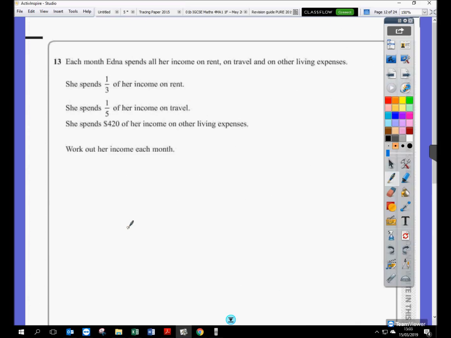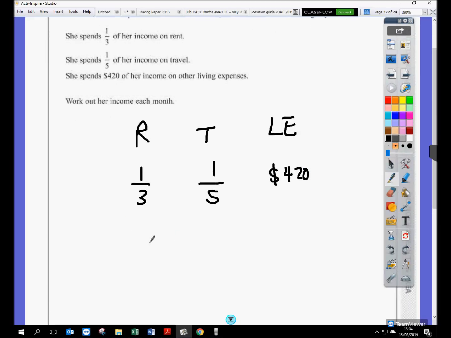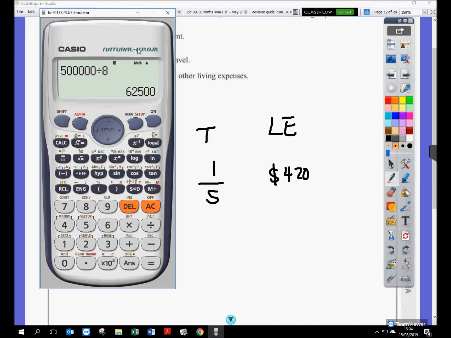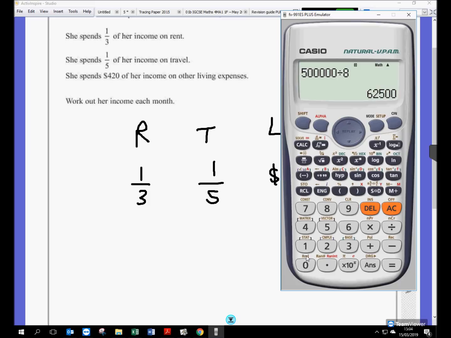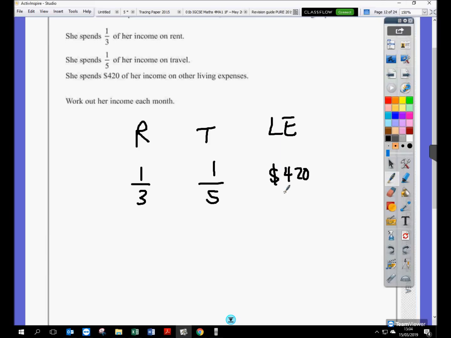Next. Each month, Edna spends all her income on rent, travel, or other living expenses. So we have rent, travel, or other living expenses. Rent is worth a third, travel is a fifth, and here she spends $420. Work out her income each month. So the idea is to work out what fraction living expenses is. So you know that fractions have to, all of the options will add up to a whole one. So if we do 1 minus a third minus 1/5, that gives us 7/15.